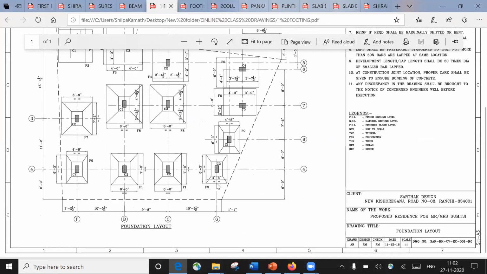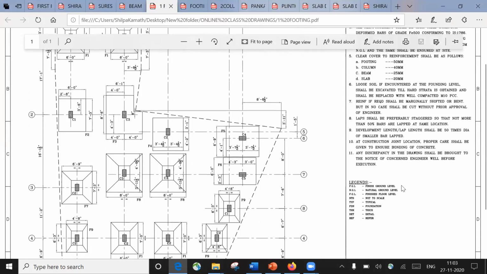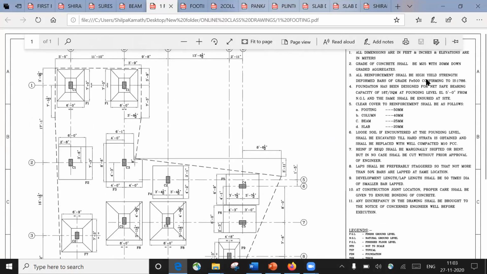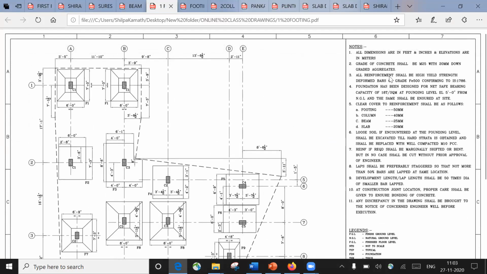So it will be mentioned here. Yeah. If you can observe it here, the grade of concrete shall be M25 with 20 mm downgraded aggregates, right? So it's already mentioned here. So in this particular structure, you have to use M25 grade of concrete in the footing, column, beam, and everywhere. Everything will be mentioned in these general notes. Based on that, we are going to do the execution.